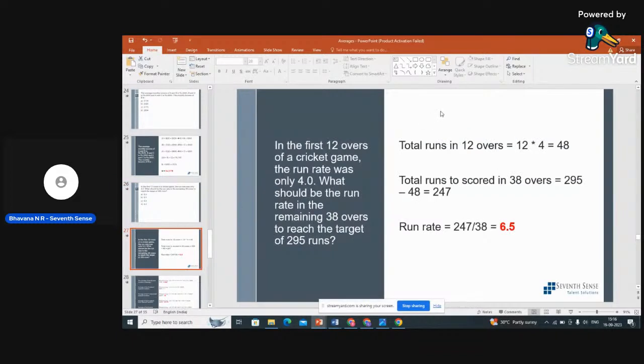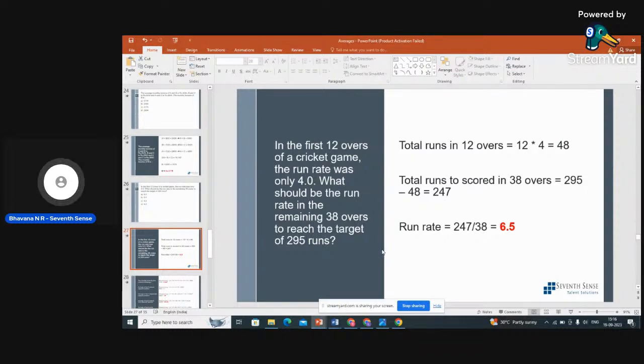Here total runs in 12 overs is what? The run rate they have given is 4. So in the 12 overs, 12 into 4 should be equal to 48. So 12 fours are 48. And the total runs to be scored in 38 overs is 295 minus 48.